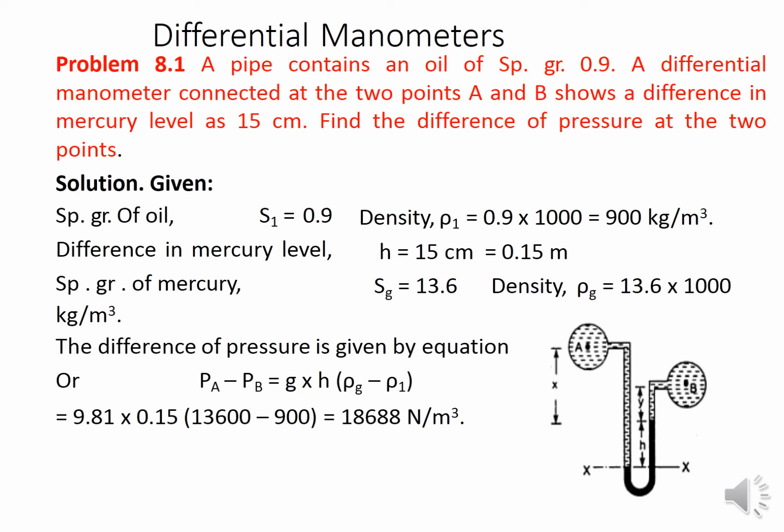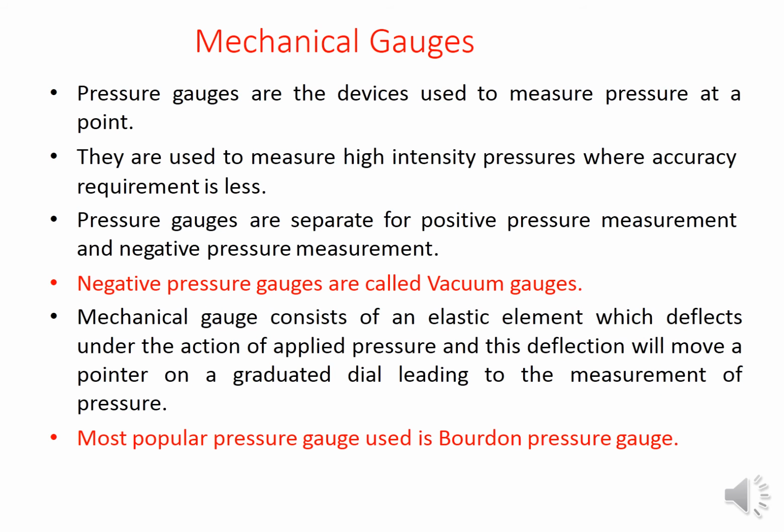The difference of pressure we can measure here is, since the liquids are the same, PA minus PB equals G into H into (density of mercury minus density of liquid). So you will get PA minus PB as 18,688 Newton per meter square. It is wrongly written here as meter cube. So these are the types of problems you need to practice.